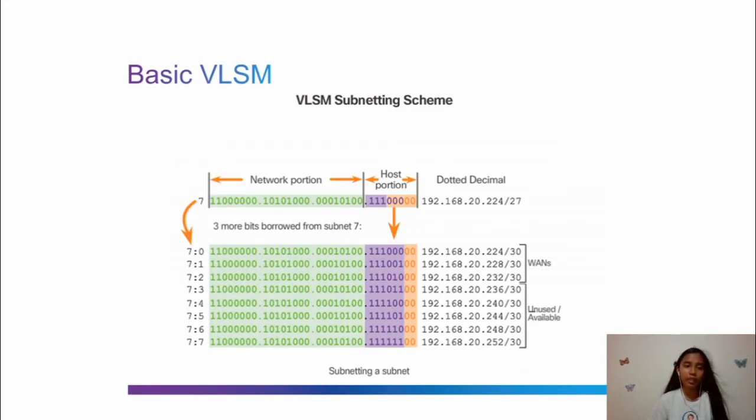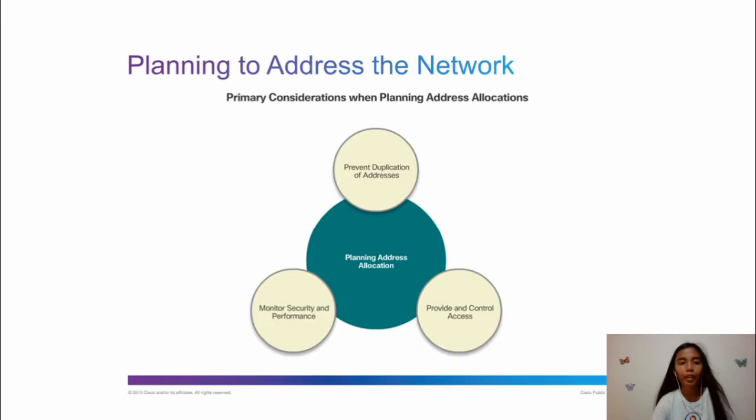So here is a basic VLSM. We have the network portion, the green one, so 3 bits borrowed, giving 7 subnets. Then we have the host portion and the dotted decimal, with the ones and the unused or available ones. So that is for the subnet, and that is for planning the network address.